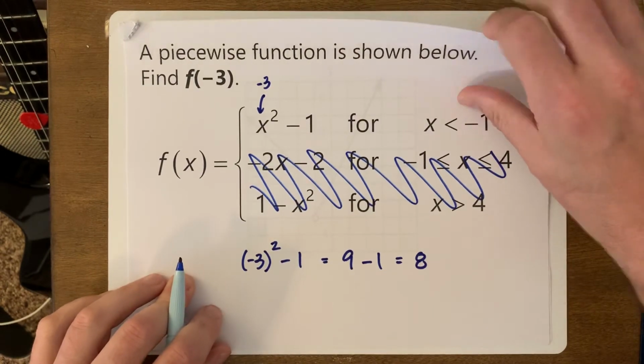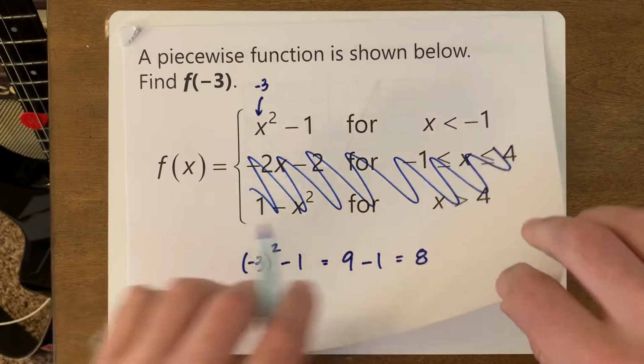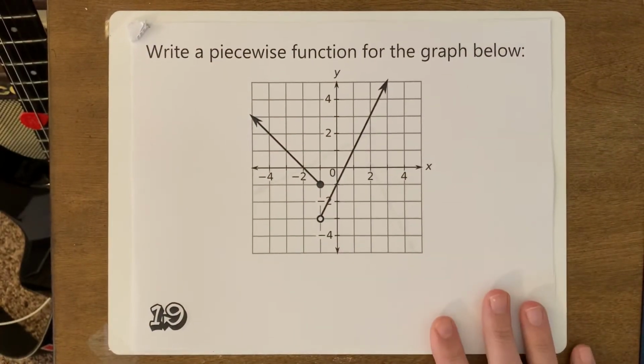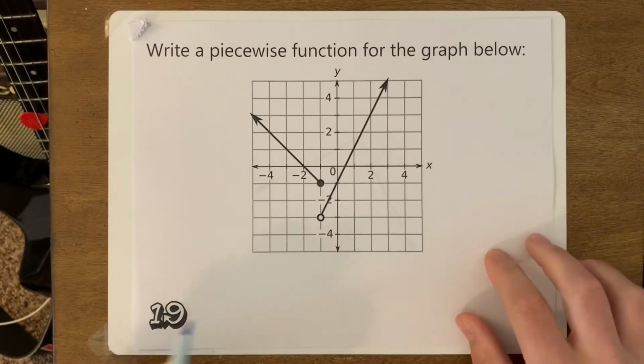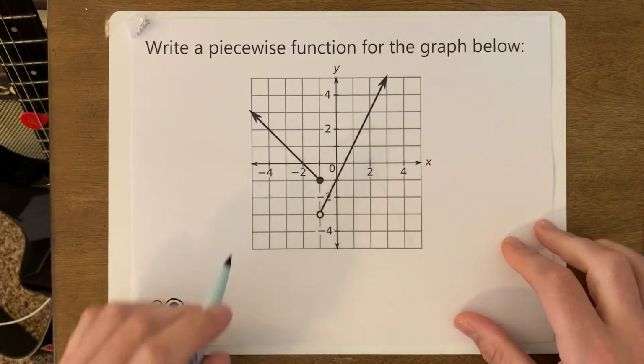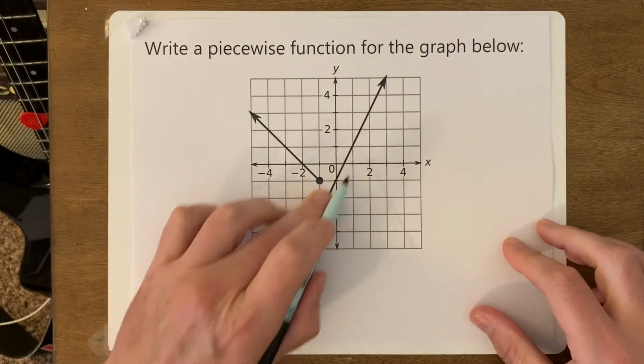All right, so how can this get more complicated? It can get a little more complicated. Here we have a piecewise function graph, and we need to write the piecewise function for it. So this should be fun. So let's see what we got here. So what we have is two pieces going on. We've got this piece, and then we have this piece.